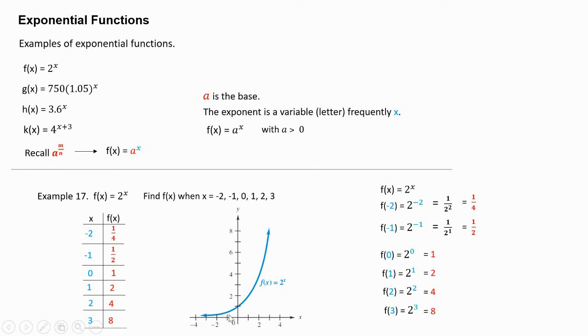When it's negative 1, it's going to be 1/2. When it's 0, it's going to be 1. When it's 1, it's going to be 2. When it's 2, it's going to give us 4. And when it's 3, it's going to give us 8, all the way up here. So this is the graph for the exponential function f of x equals 2 to the x. This is my graph.